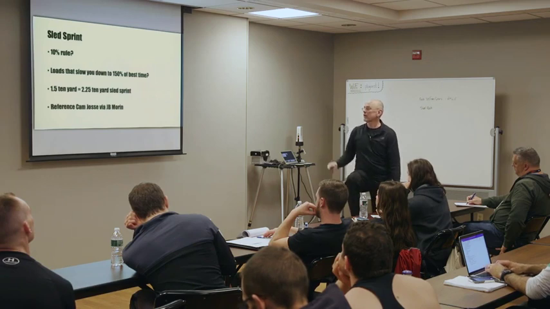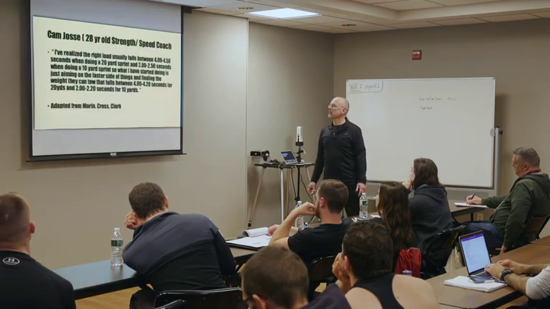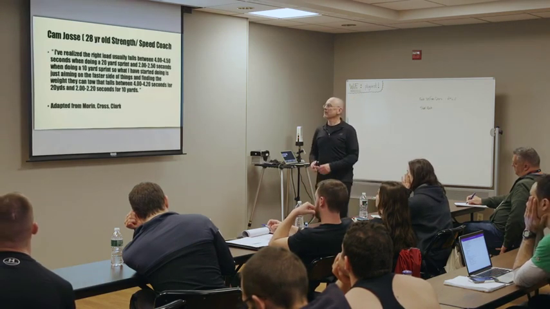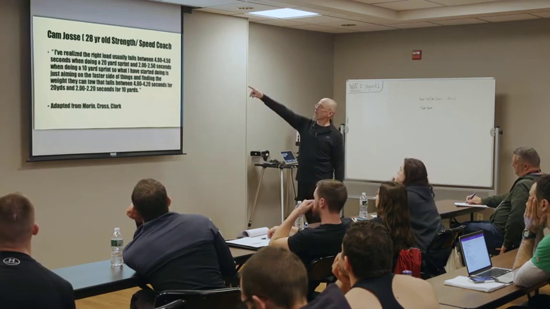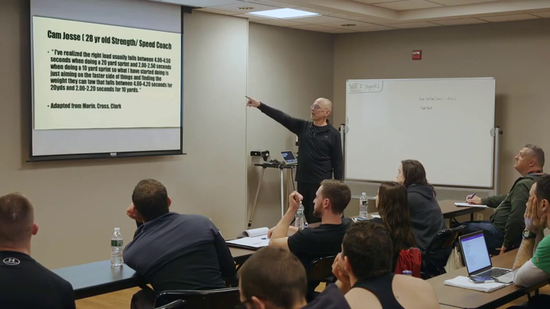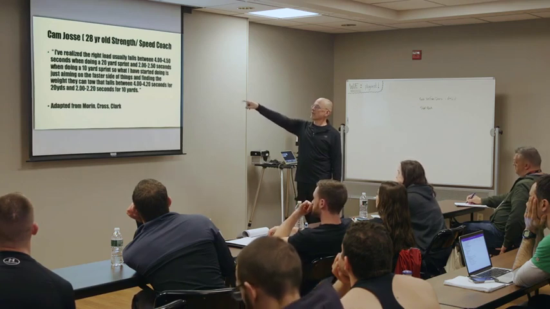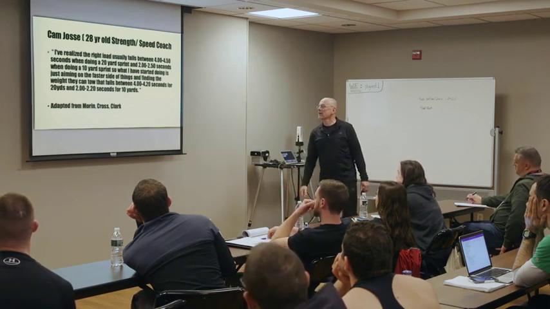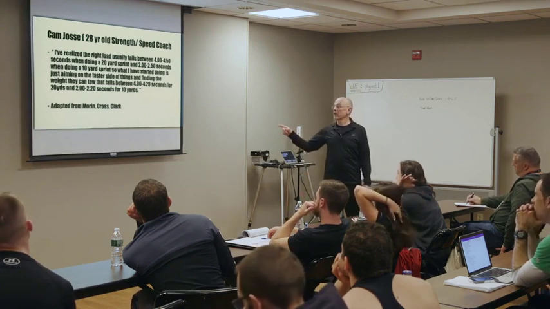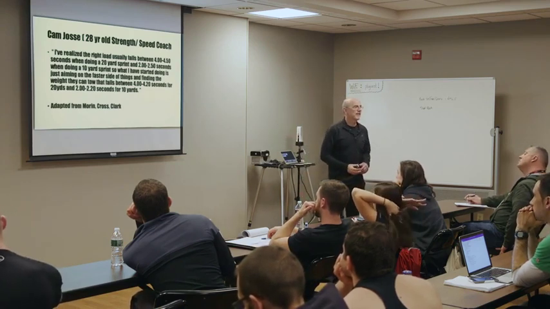What he did, and you'll see, actually, let me see if it's here. Yeah, sorry, I'll go back and show you Alex in a second. But I realized the right load usually falls between 4 and 4.5 seconds when doing a 20-yard sprint and 2 and 2.5 seconds when doing a 10-yard sprint. So what I have started doing is aiming on the faster side of things and finding the weight they can tow that falls between 4 and 4.2 for 20 and 2 and 2.2 for 10.